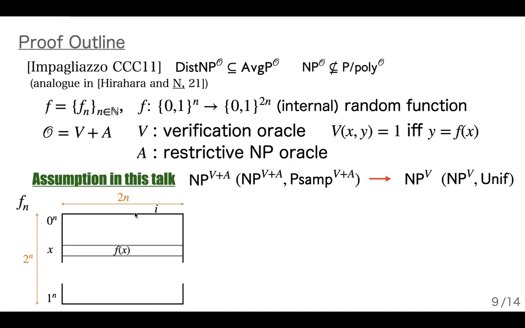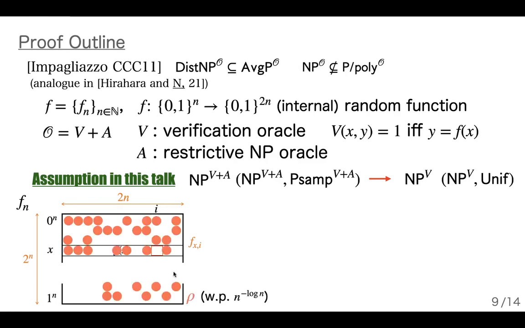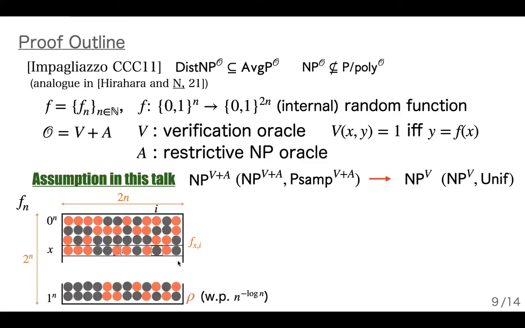And we regard this random selection as the following two steps. First, we regard each binary entry in this truth table as a binary random variable. Then we first apply a random restriction with non-negligible unset probability, and we select the remaining parts. Then the restrictive NP oracle A is defined like this.